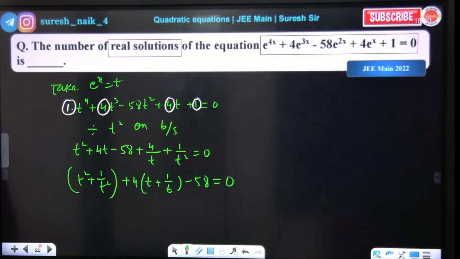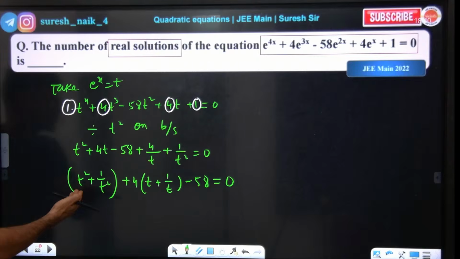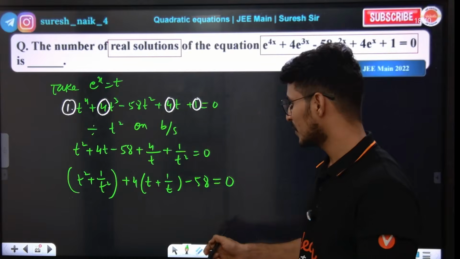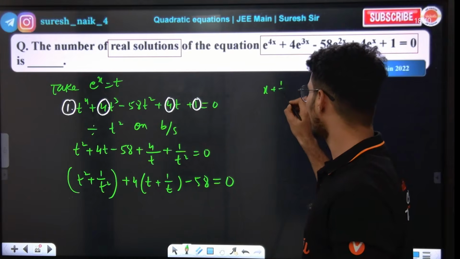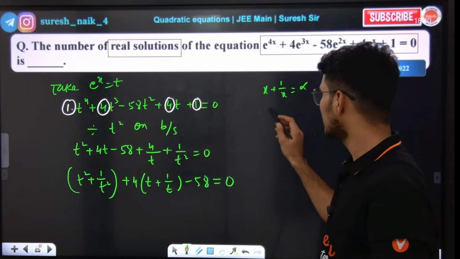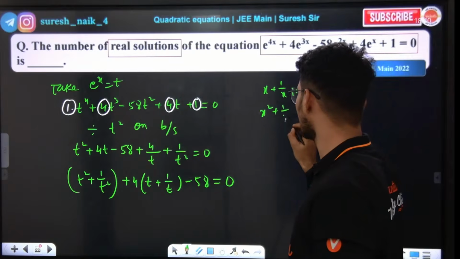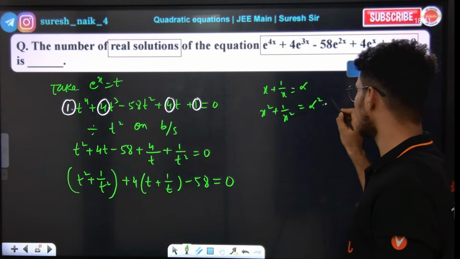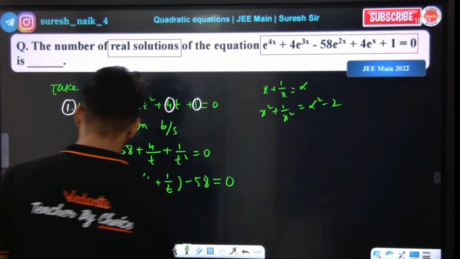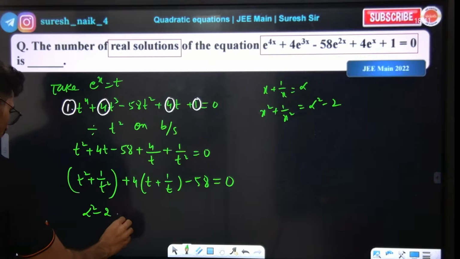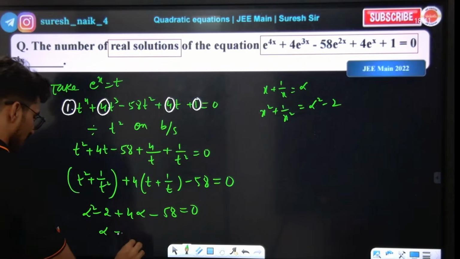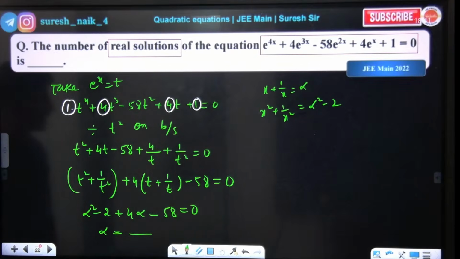You will be able to do this now. You know the x square plus 1 by x square pattern. Take x plus 1 by x as alpha. Then x square plus 1 by x square, like a square plus b square, is alpha square minus 2. Correct? So this is alpha square minus 2 plus 4 into alpha minus 50 is equal to 0. You find out alpha. Alpha 1 is x plus 1 by x. Yes or no?